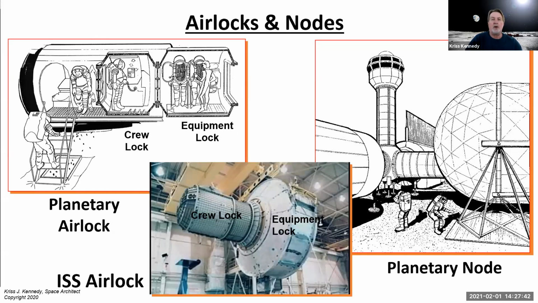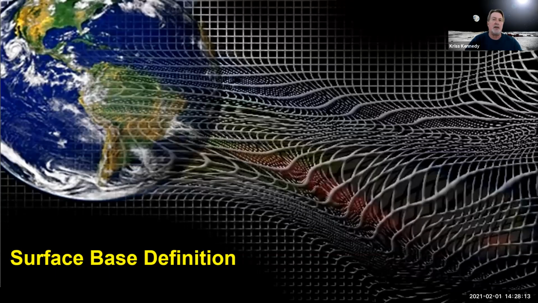Just a reminder, there are a number of ways to get in and out of habitats, and airlocks and nodes are those transition spaces or vestibules, as we use them here on Earth, to transition from an internal space, a habitat, to the external space, be it the space environment. So these elements, airlocks and nodes, become that transition space between the habitat and the exterior. So let's talk about surface-based definition.